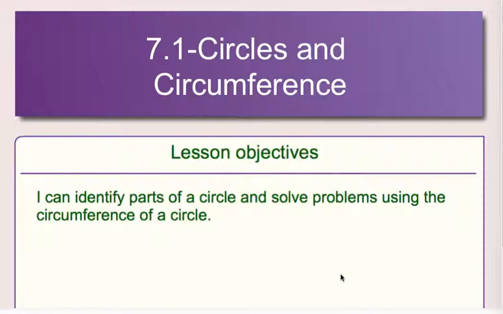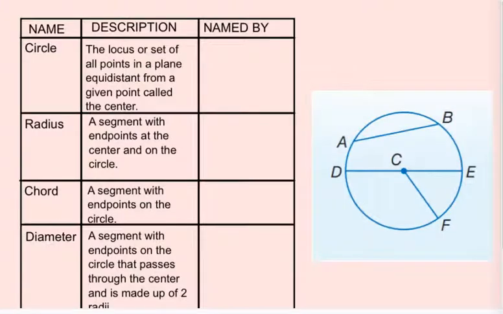So we start off simple, just talking about the parts of a circle. That's what you need to be able to deal with. You need to be able to deal with circumference, radius, and kind of know all the parts of a circle. So start with circles and circumference. Let's talk a little bit about pieces here: circle, radius, chord, diameter.